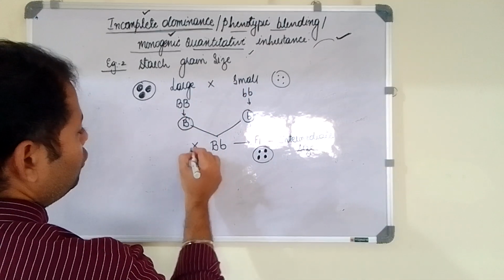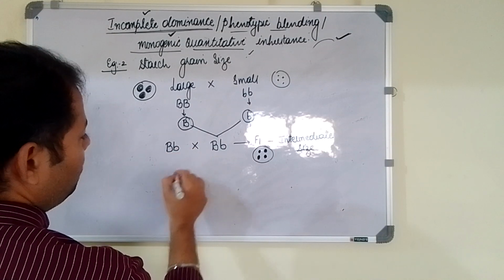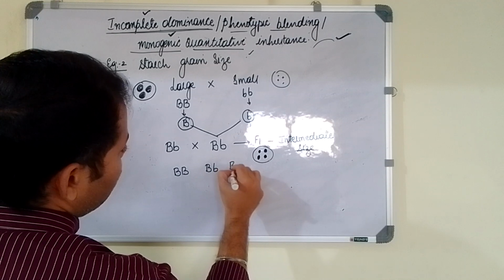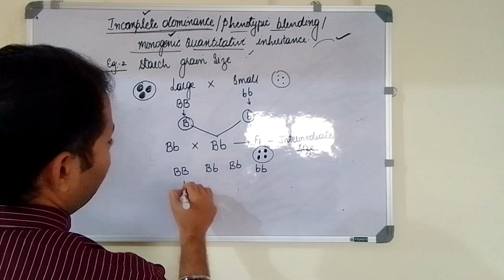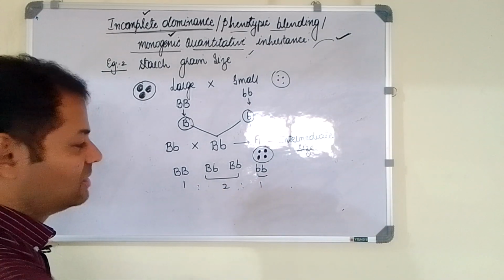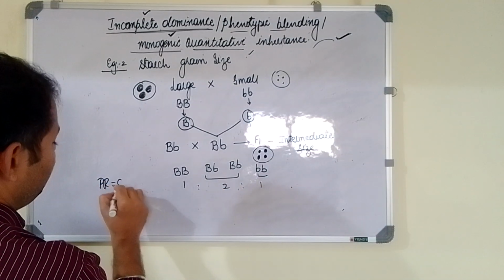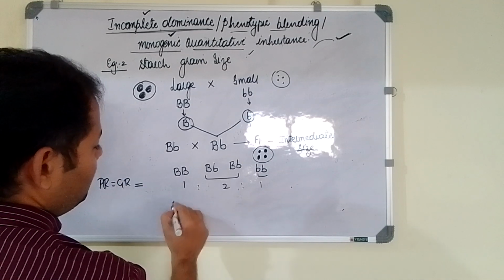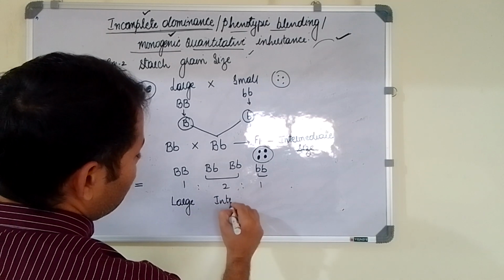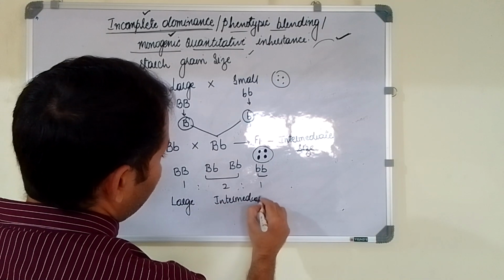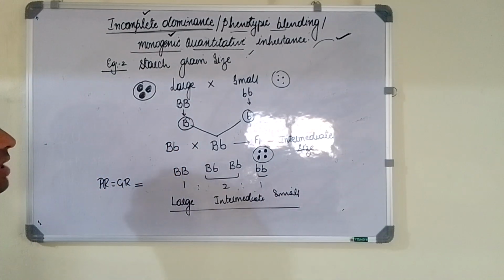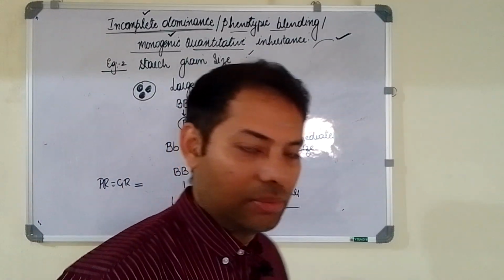Okay, so again we do a selfing here with the same F1 hybrid. So we will be getting capital B, capital B, capital B, small b, capital B, small b, and small b, small b in 1:2:1 ratio. Both phenotypically as well as genotypically we will be getting the same ratio, 1:2:1. So this is going to be having a large size starch grain, here the starch grain is going to be of intermediate size, and here the starch grain is going to be small. Okay, so this is about the incomplete dominance. Okay, thank you very much.